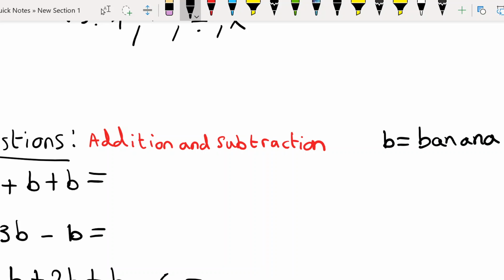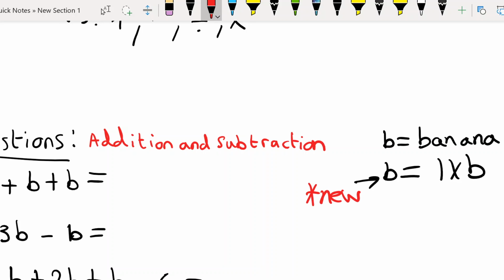Well, what's B plus B plus B? Well, what is B? B is the same as 1 times B. So in algebra, this is our new terminology: we say B is the same as 1 times B. So when you're adding things up, if you ever see B, think of it as one banana, okay? Any letter on its own is just one of the objects.